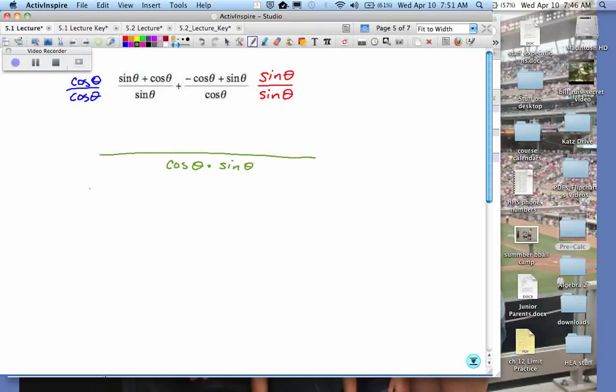I'm going to pause it for a second. I want you guys to do the multiplication on top, and then we'll go from there. Okay, so you were multiplying it out, and I'll do the stuff in blue. When you distribute over here, cosine times sine, and then this is cosine times cosine, so that's cosine squared.